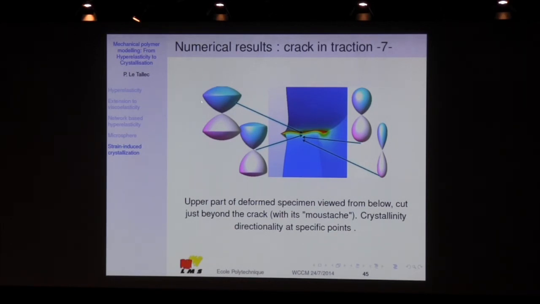So you have a large variation of anisotropy from one point to another, which advocates in a way the fact that you must use some kind of directionality and some kind of microsphere model at that level.